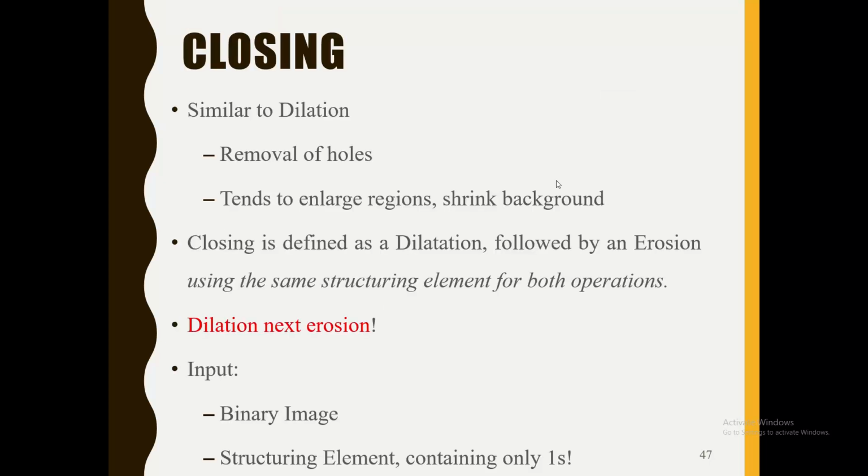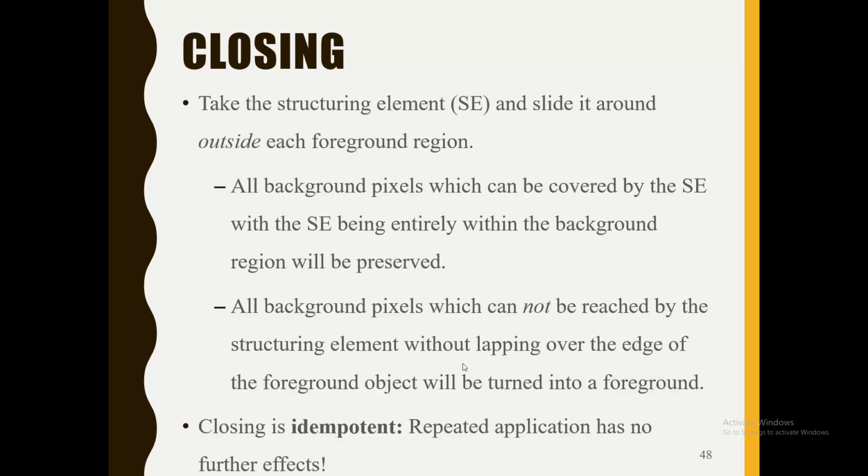Now closing operation, that is similar to dilation. Removal of holes tends to enlarge the regions and shrink the background. So closing is defined as dilation followed by an erosion using the same structuring element for both operations. So first dilation and then erosion. Input is a binary image and a structuring element containing only ones.